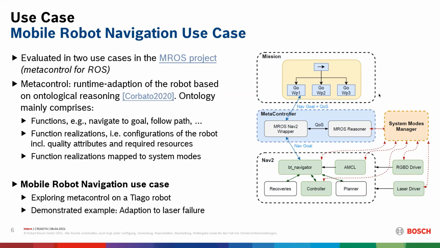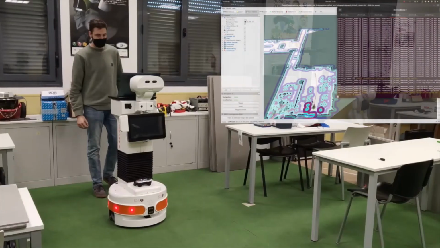Then, a laser failure is artificially introduced, rendering the current navigation function realization impossible. The Meta Control system will then reason about this, select a different function realization that doesn't rely on the laser, and the mode manager will be instructed to apply an according system mode, effectively changing the robot configuration to one that can fulfill the navigation task, but without the laser.